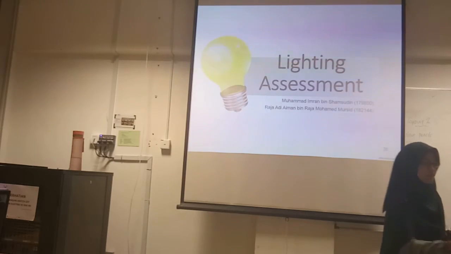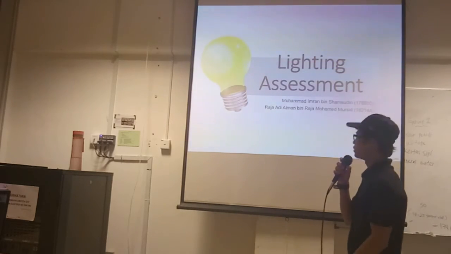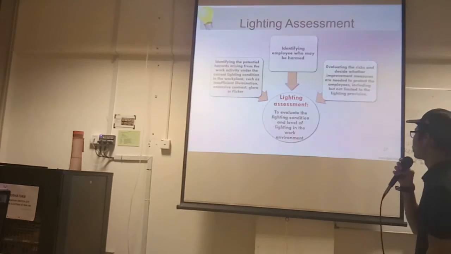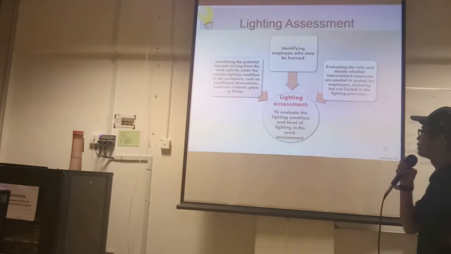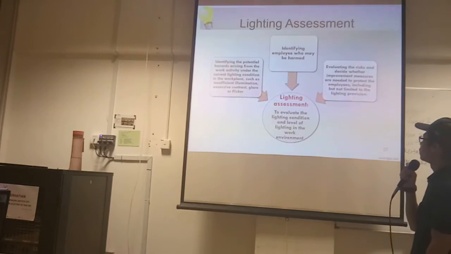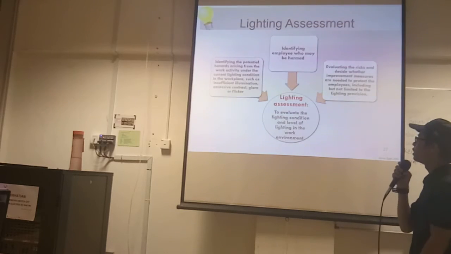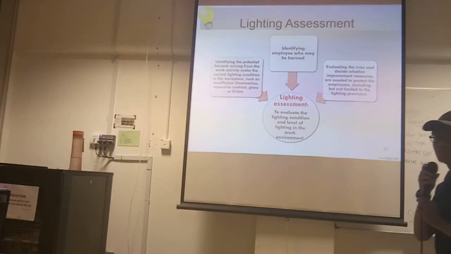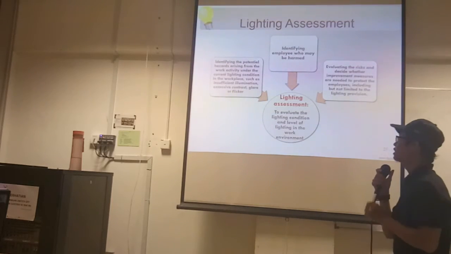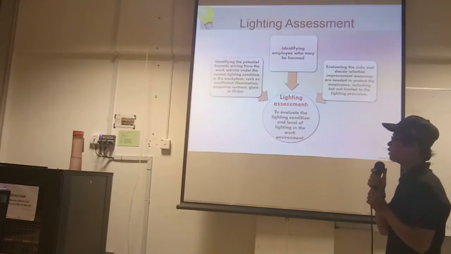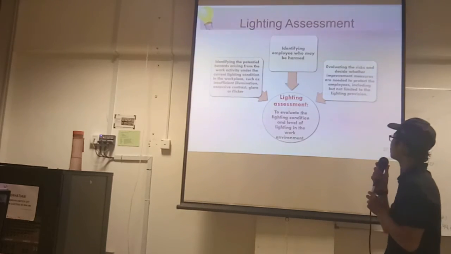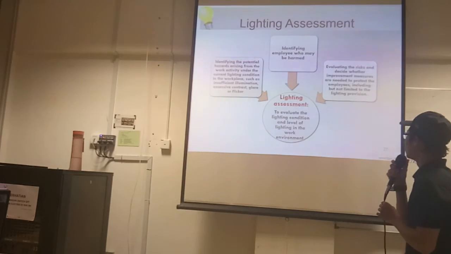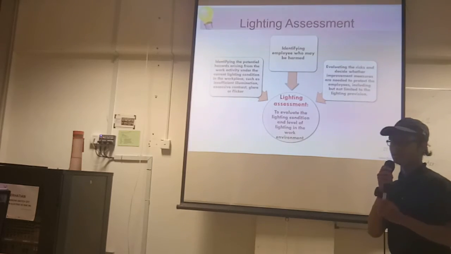Okay, I'm continuing with the lighting assessments. First of all, the lighting assessment is to evaluate the lighting condition and the level of the lighting in the work environments. We need to identify the potential hazards arising from the work activity under the current lighting conditions in the workplace, such as insufficient illumination, excessive contrast, glare or flicker. Then we need to identify the employees who may be harmed, evaluate the risk and decide whether improvement measures are needed to protect the employees, including but not limited to the lighting provisions.